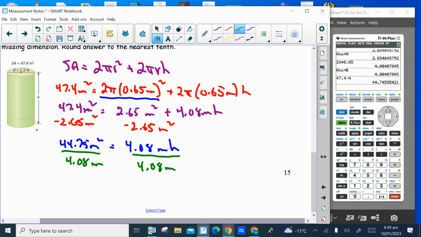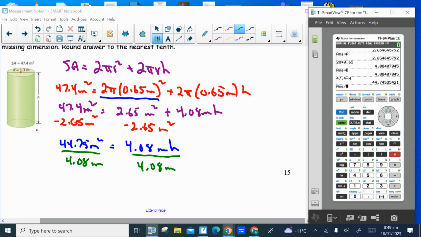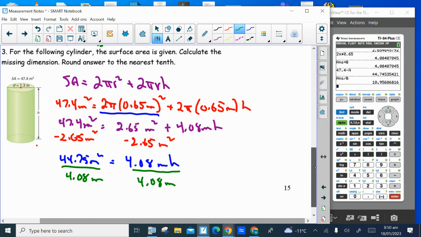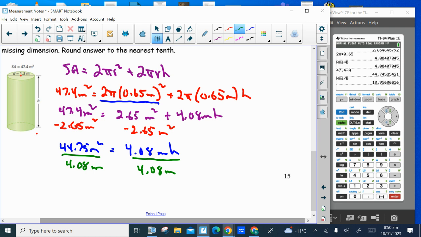And that number, the 4.08, I stored it into memory slot B. So I'm going to divide by the number in memory slot B. And this gives me h to be 10.956. And in this case, it asks us to round to the nearest tenth, which actually would become 11. Because the digit in the tenth place is the 9, but to the right of that is a 5. So the 9 has to go up. 10.9 would have to go up to 11. H would be approximately 11 meters. That's the height of that cylinder.